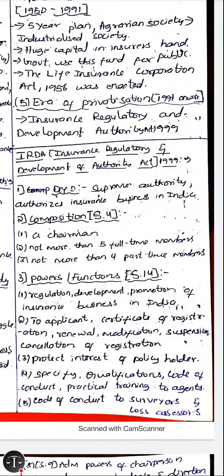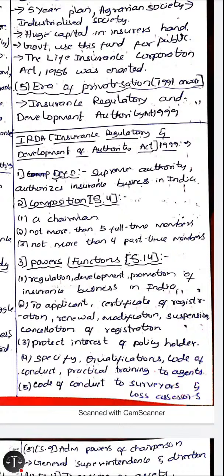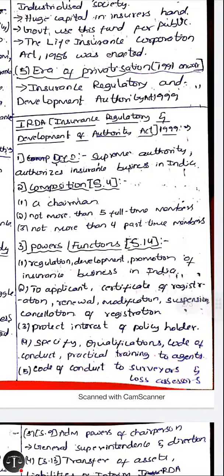The next question is IRDA, Insurance Regulatory and Development Authority Act 1999. So what is IRDA? The definition of IRDA is a supreme authority that authorizes insurance business in India. So all of the insurance companies are controlled by IRDA, the Insurance Regulatory and Development Authority, and it is regulated by the Insurance Regulatory and Development Authority Act 1999. So composition, what does IRDA consist of? The IRDA consists of a chairman and not more than 5 full-time members and not more than 4 part-time members.